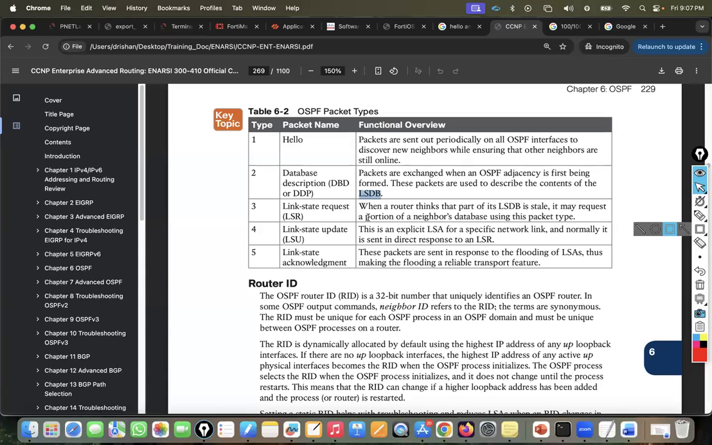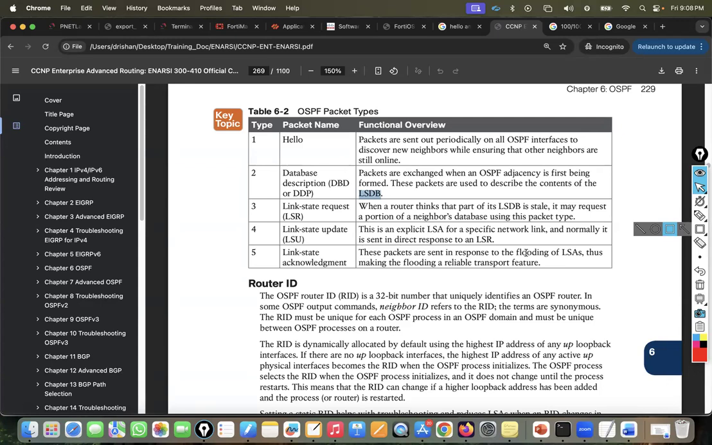LSR is used when a router thinks it needs some information about any route. Let's suppose you and I are neighbors. I share my entire information, but you still have some confusion and want to talk to me. Hey Pankaj, can you clarify this particular point? So I will send my LSR, link state request: can you send me the information about that particular route, which is not available in my routing table? Based on your request, I will send the update message if I have it. That is the LSU, link state update.